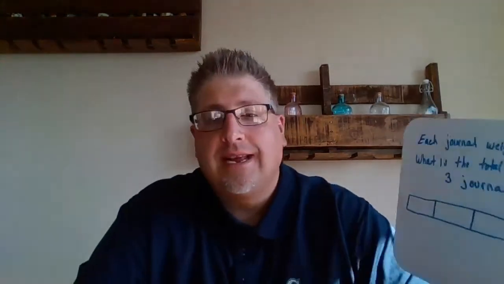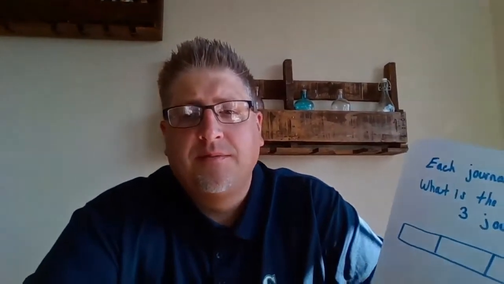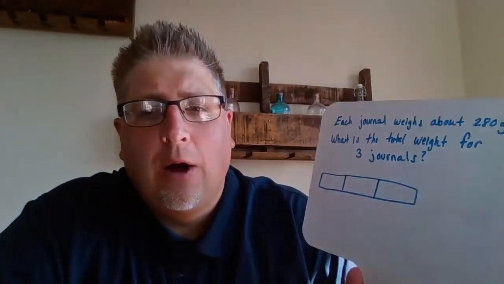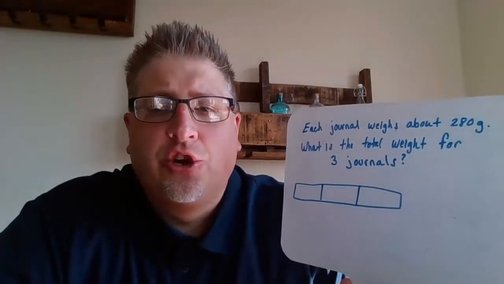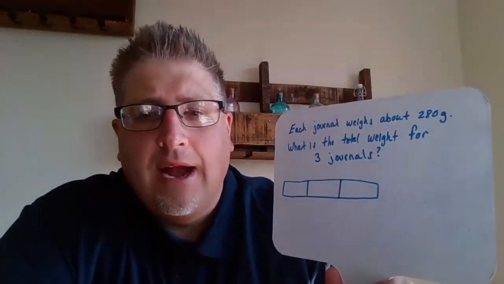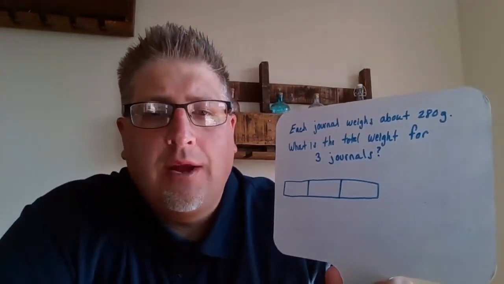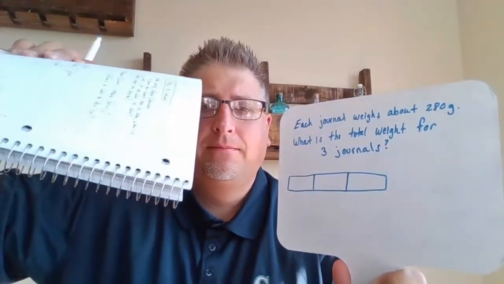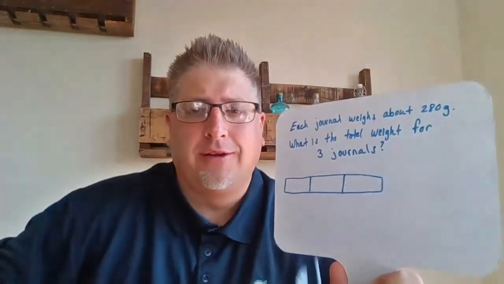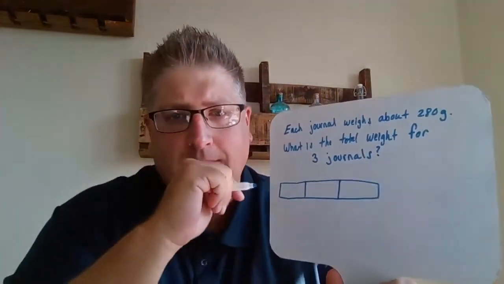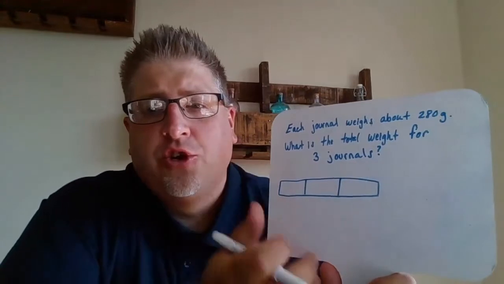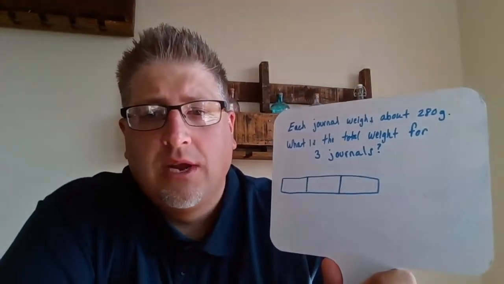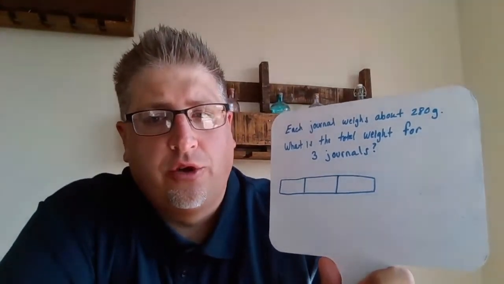Let's see what the first one says. I have some stuff kind of written up already just to help me out. It says, each journal weighs about 280 grams. What is the total weight for 3 journals? A journal is kind of like maybe a notebook or something that you want to write in. So each journal weighs 280 grams. What is the total for 3 journals?